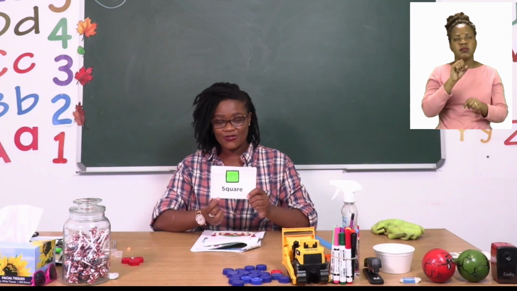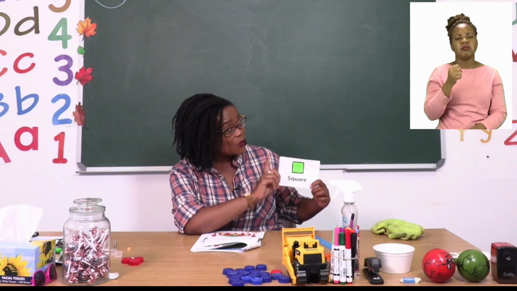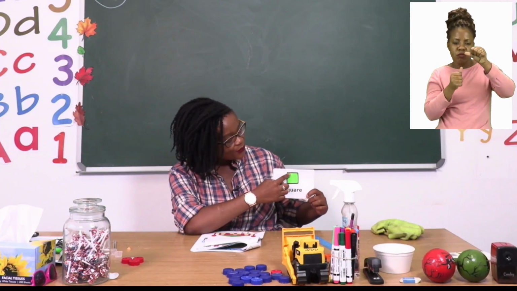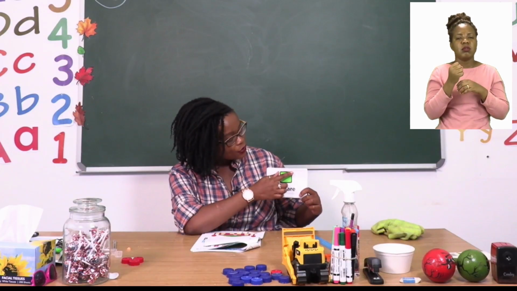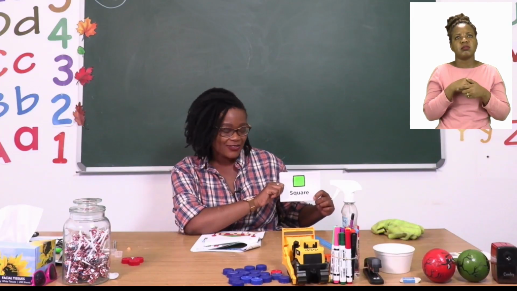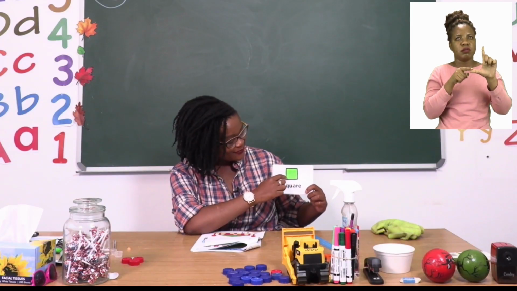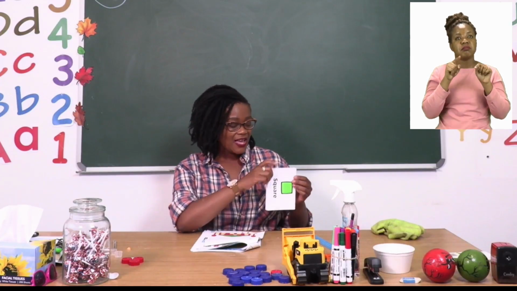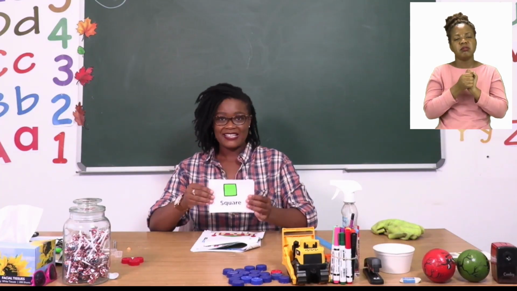Square. Now a square has not just lines but 4 equal sides. 1, 2, 3, 4. It also has 4 corners. 1, 2, 3, 4. And 4 right angles. 1, 2, 3, 4. So this is a square. No matter which way you turn it, a square does not change its shape at all. Let's go to the next one.